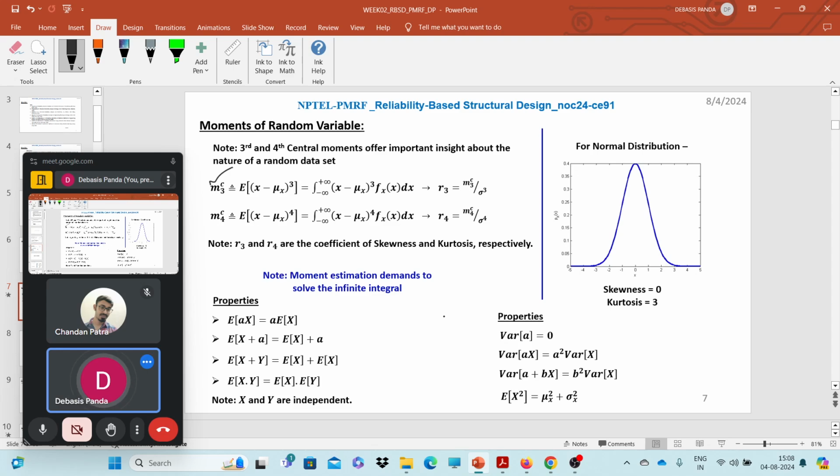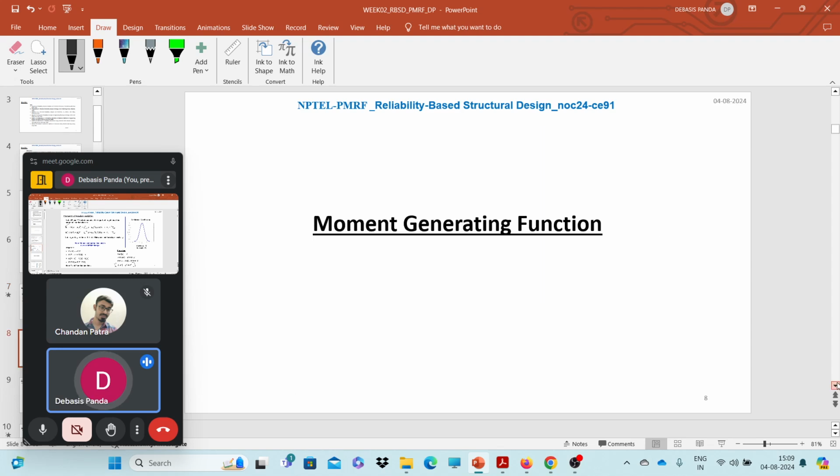We also went through the properties of the mean and variance, that means the properties of the first moment about origin and the second central moment. And we established some relation between the central moment and the moment about origin. So what we have seen about these moments is that when we want to estimate a moment, we need to solve the integral. This is one way of finding the moments. Now there is another way to find the moments, and that is from the moment generating function.